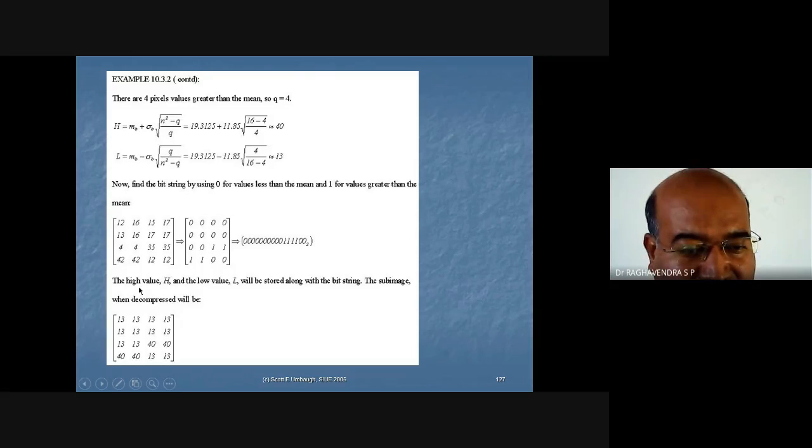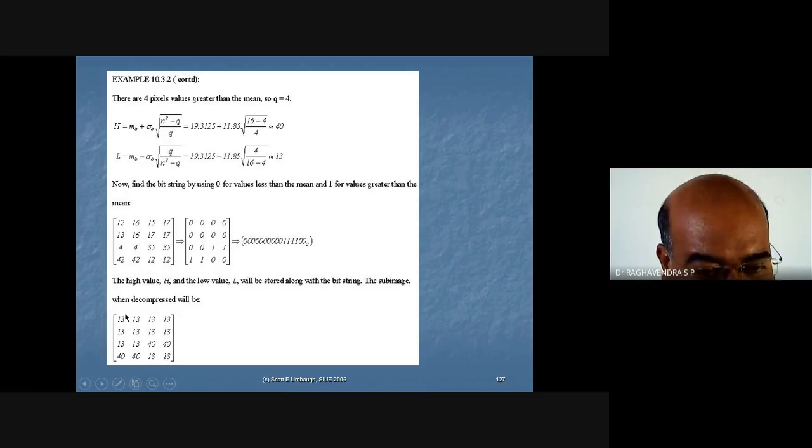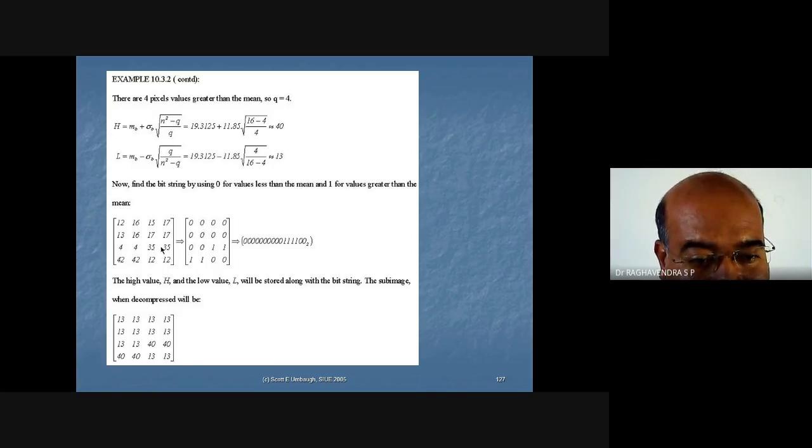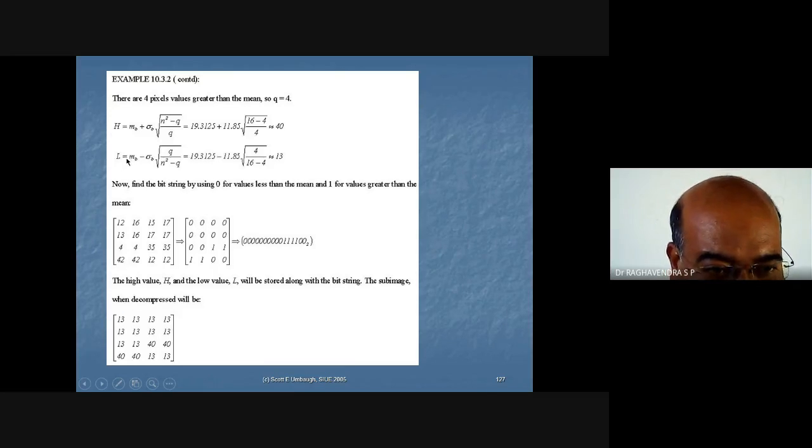Okay, so the high value H and the low value L will be stored along with the bit string. The subimage C when decompressed will be. So where we have zeros, so 0 will be declared as what?